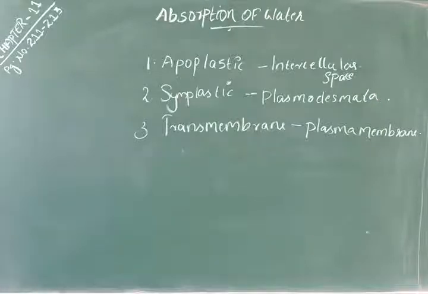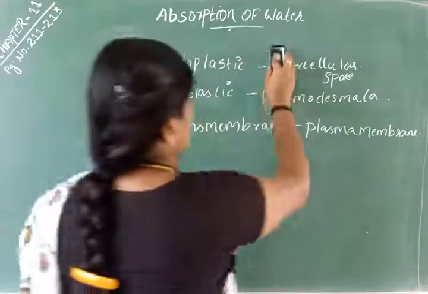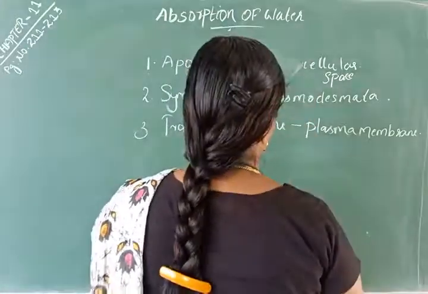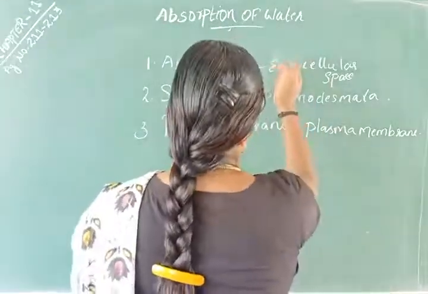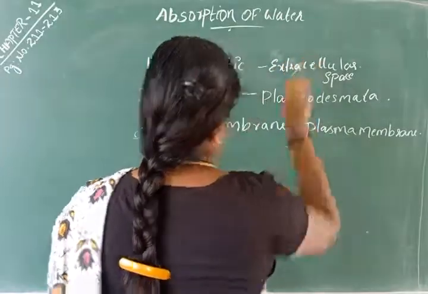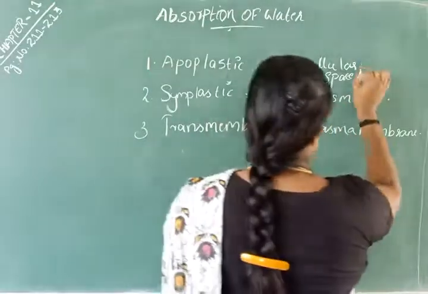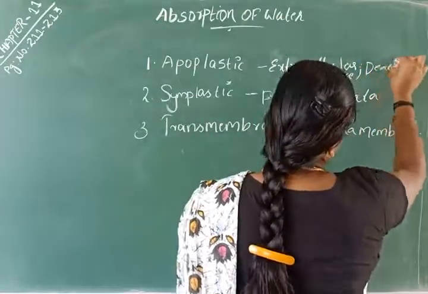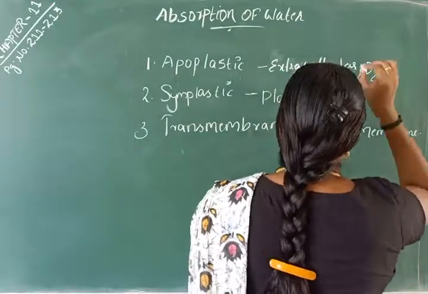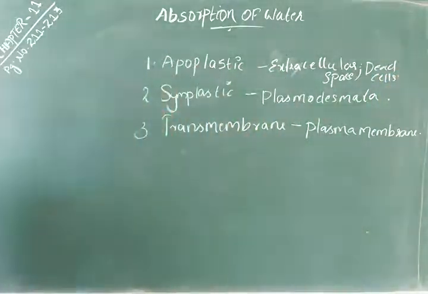Apoplastic pathway is mainly the movement of water through the extracellular spaces, cell walls and interior of dead cells. So also through the dead cells. Xylem vessels are dead cells. Why? Because they lack living contents. They lack cytoplasm or nuclei.